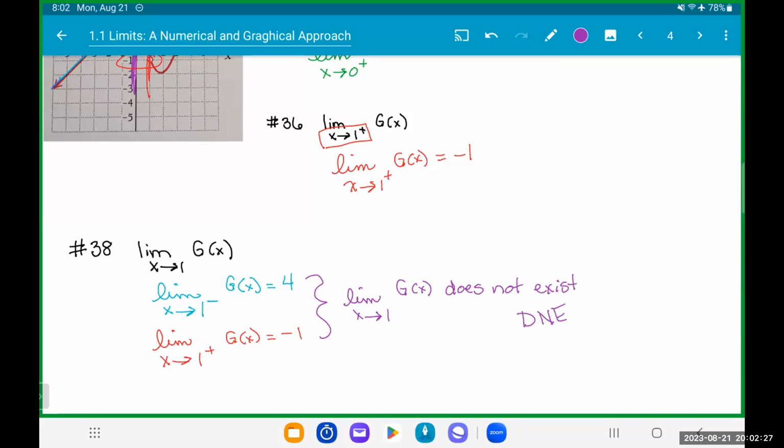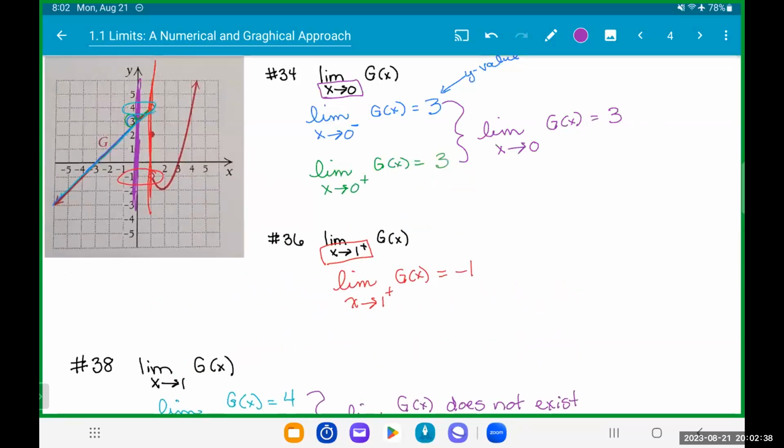So there's an example where from the left and the right they're the same, so the overall limit exists. And then here's an example where they are approaching 2 different values, right? Because this one is approaching this value up here, and this one's approaching a value down here. They're not the same. Therefore, that limit itself does not exist. Okay? Question.